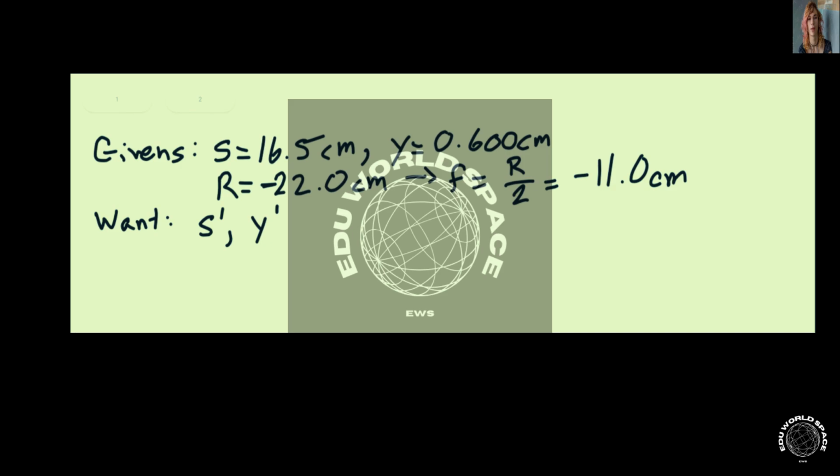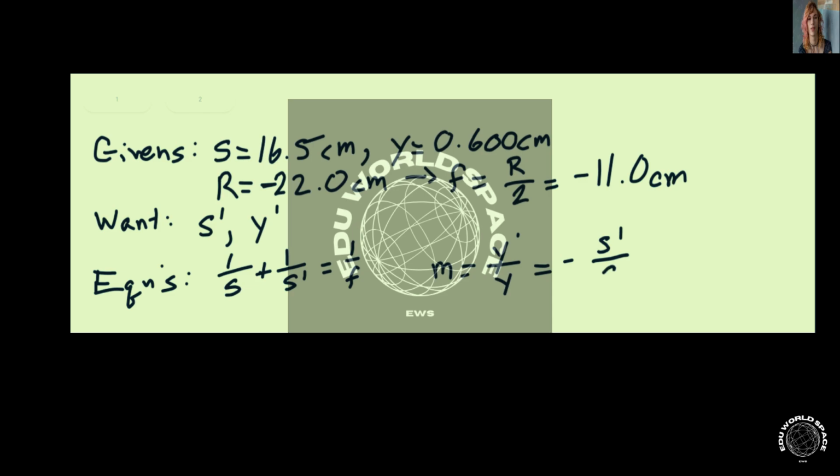And we're going to find these using 2 equations. These equations are 1 over S plus 1 over S prime equals 1 over F. And the second equation is M, the magnification of the mirror, is equal to the image height divided by the object height, Y prime over Y, and it's also equal to the opposite of the image distance divided by the object distance, negative S prime over S.